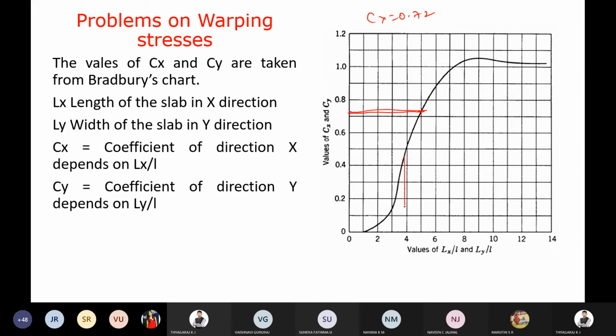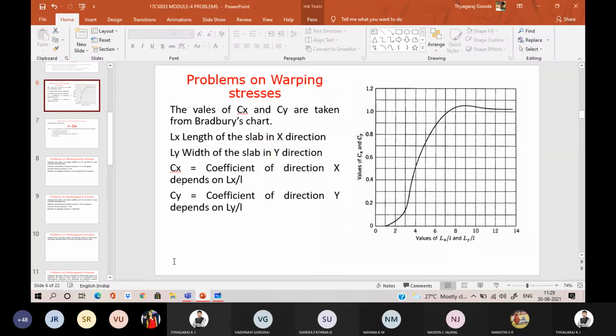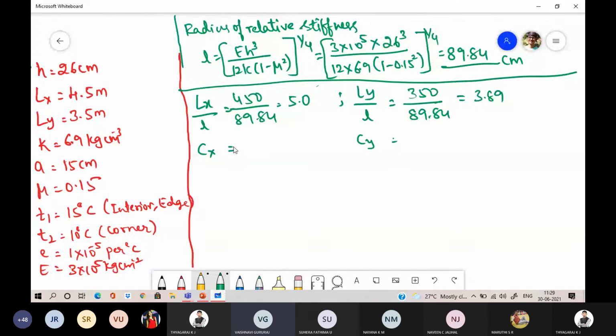So, this is 0.5. So, we'll take Cy equal to 0.45. Okay. Cx, how much? Cy is 0.45, Cx is 0.75, right? 0.72, sir.